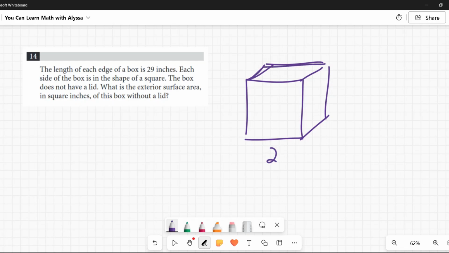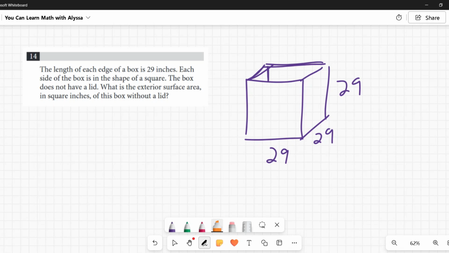And each side is 29 inches. Okay, each side of the box is the shape of a square. I kind of figured that because they said it's 29 inches all around, but nice of them to confirm it. The box does not have a lid. So I'm going to draw that so we can see it doesn't have a lid. What is the exterior surface area in square inches of this box without a lid?